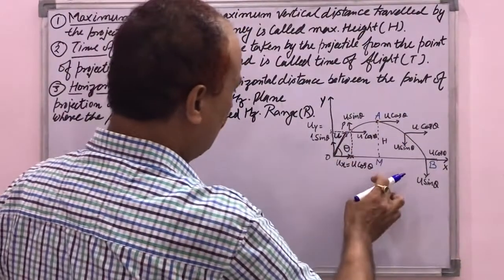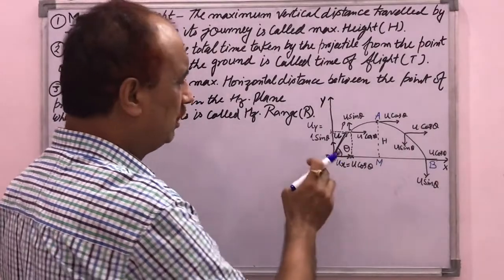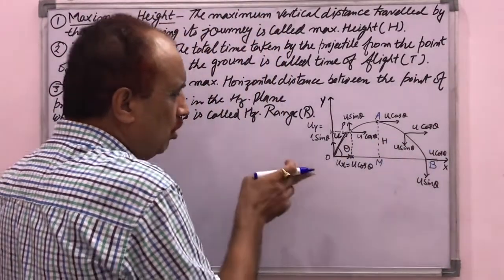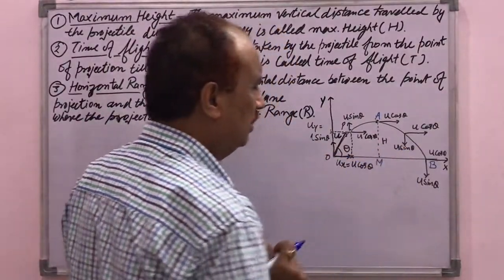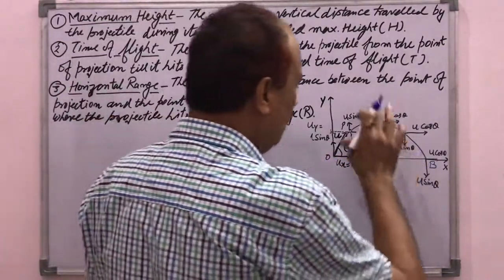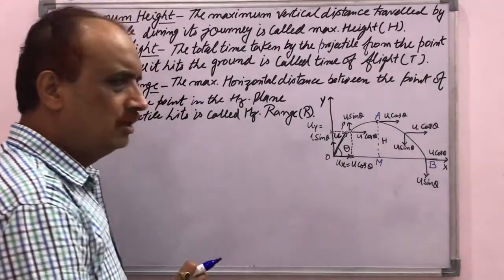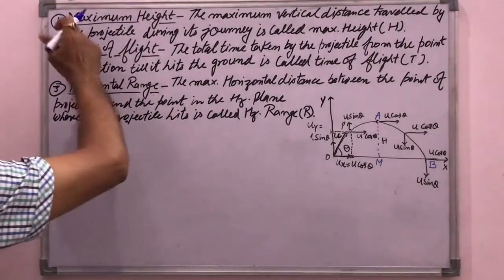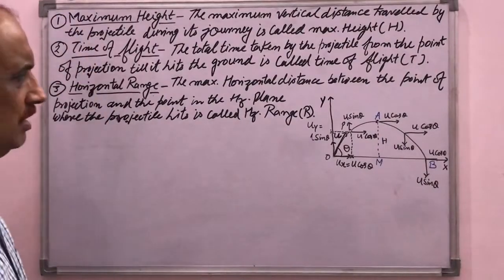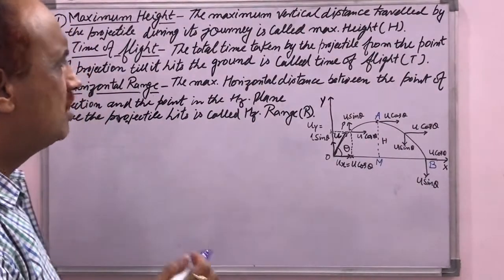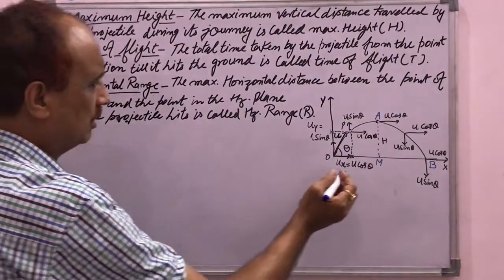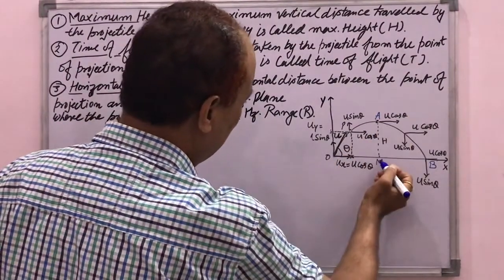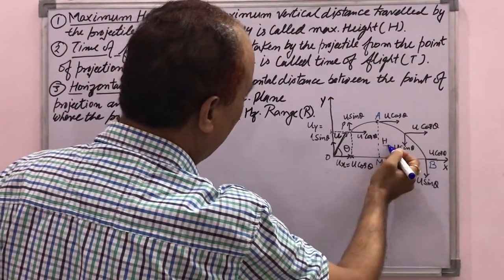that is from A to M. What is the time taken by the projectile from O to B, and what will be the horizontal distance traveled by the projectile, that is OB. So in these three things we have to discuss here. First of all, we have to start from the maximum height. So maximum height means the maximum vertical distance traveled by the projectile from O to A. This is the maximum vertical distance, and MA is the height H.